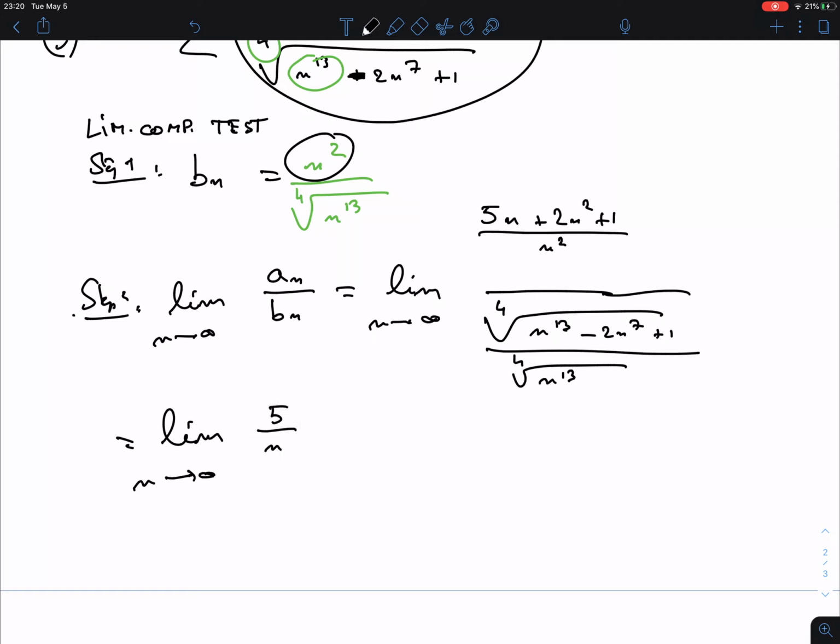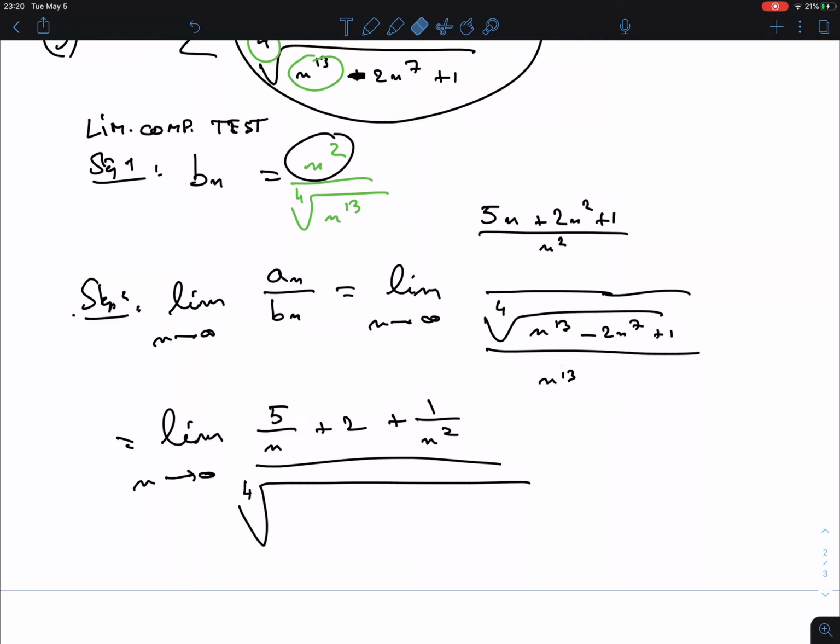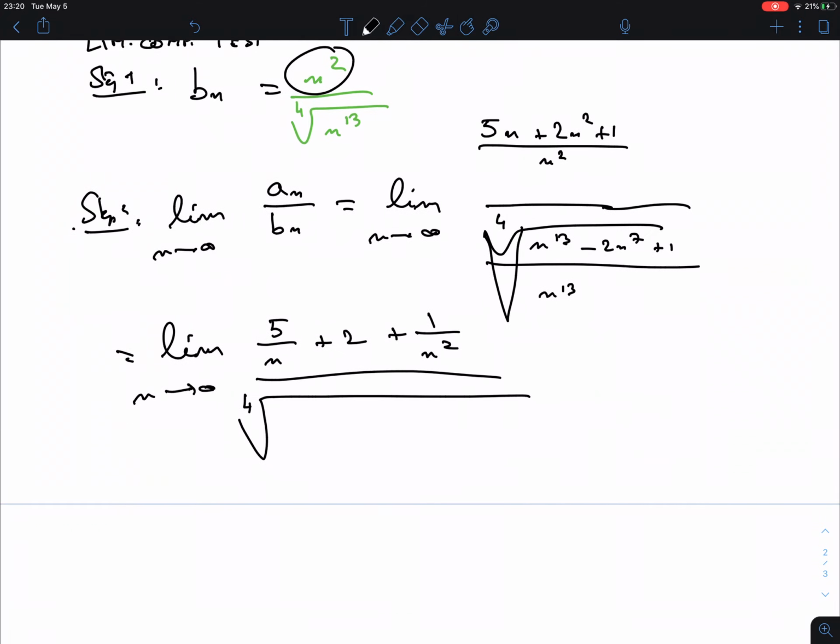So 5 over n plus 2 plus 1 over n squared. And in the bottom, I'm going to do it in one step: a fourth root divided by a fourth root we can combine into a single fourth root. So I can think of this as a big fourth root of the whole thing. So in other words, we have this now, and we divide by n to the 10: 1 minus 2 over n to the 6th plus 1 over n to the 13th.